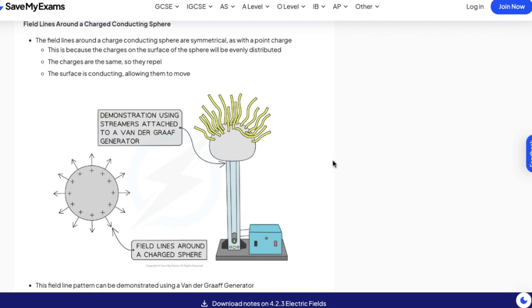Even if they were scattered before, they will become aligned to the edges. Now the charges are the same, so they repel. The charges are the same, and then they will repel each other. Now the surface is conductive, allowing them to move.